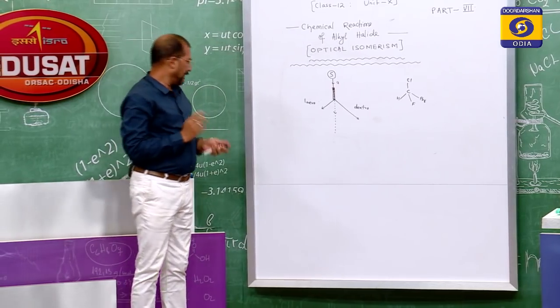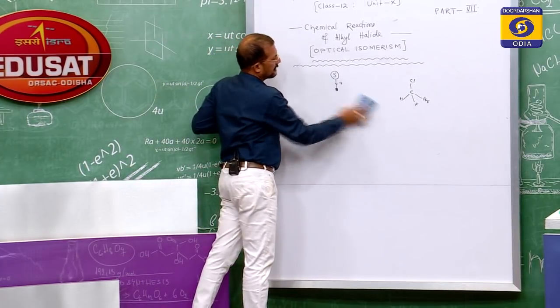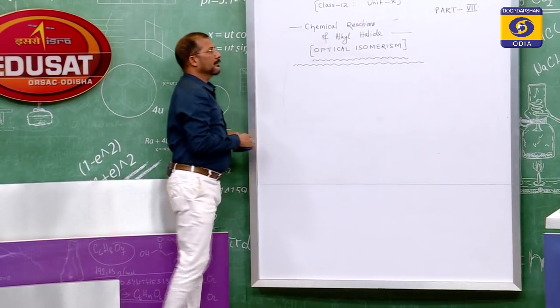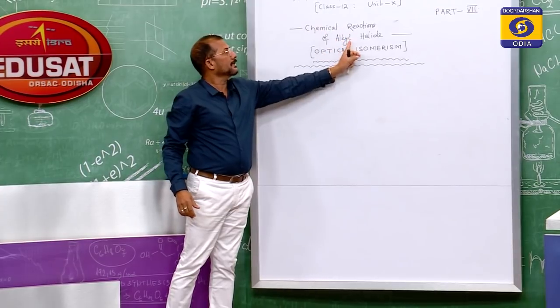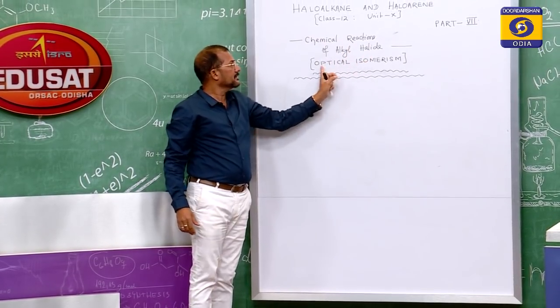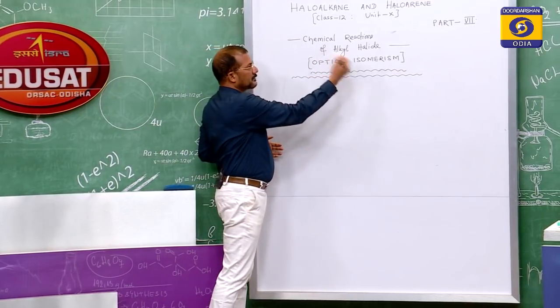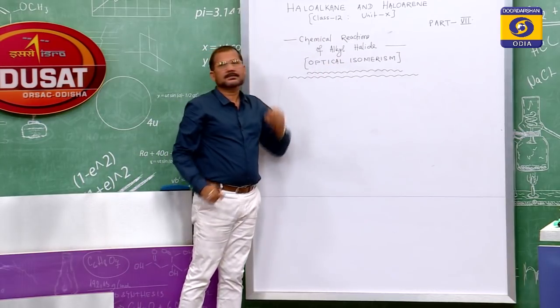Now, let me tell you the conditions for which optical isomerism happens. Once again, I am helping you to remember, we are reading the properties or reactions of alkyl halide, but what is the necessity of reading optical isomerism? Because in the next part of our reactions of alkyl halide, this fundamental is essential.